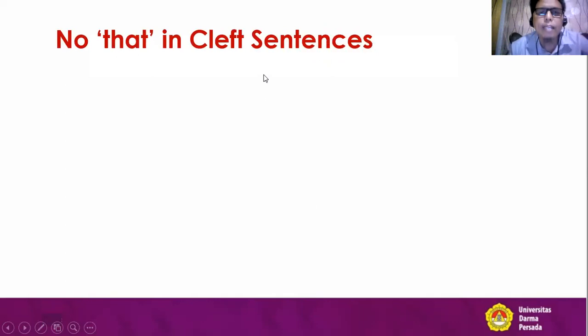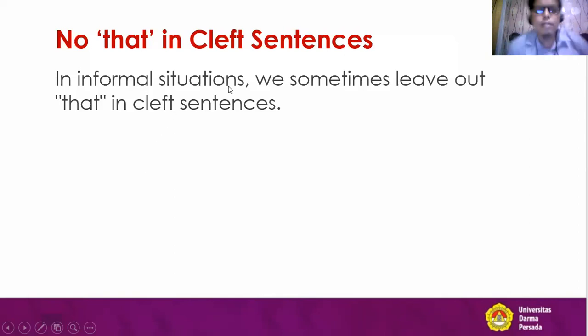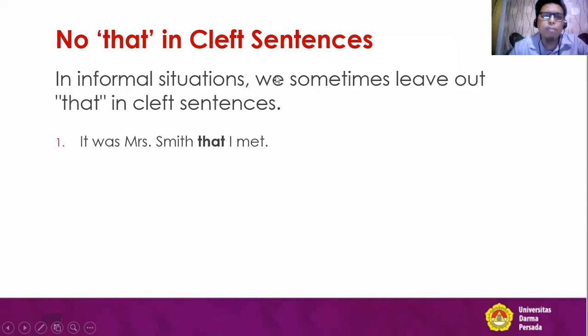The last one is no that in cleft sentences. We can omit that. In informal situations, we sometimes leave out that in a cleft sentence. Leave out means omit, so we don't use that anymore. Let's see number one. It was Mr. Smith or Mrs. Smith that I met. It was Mrs. Smith I met.